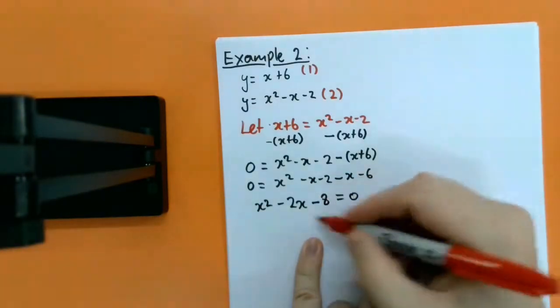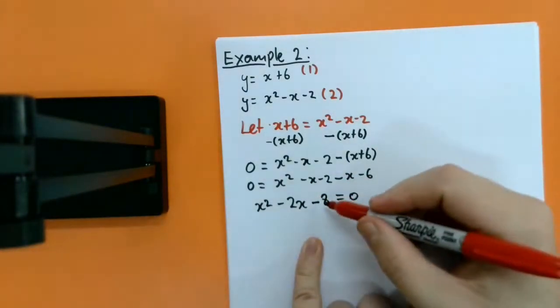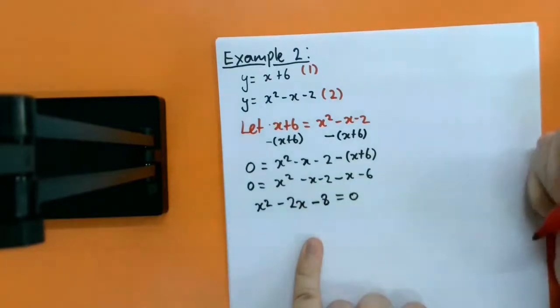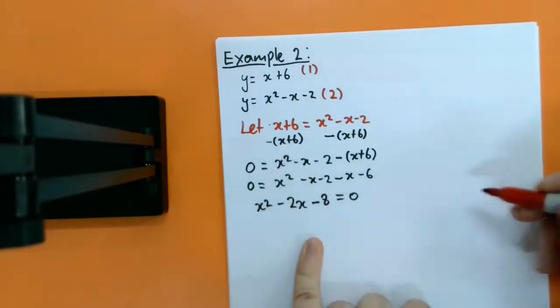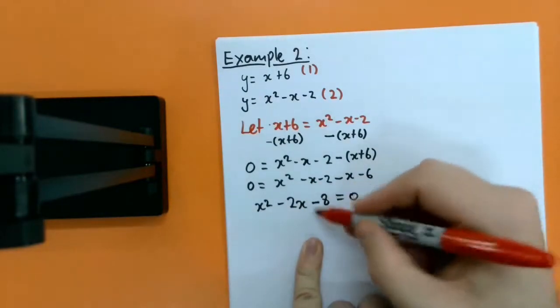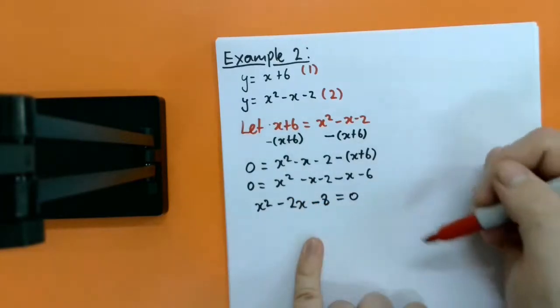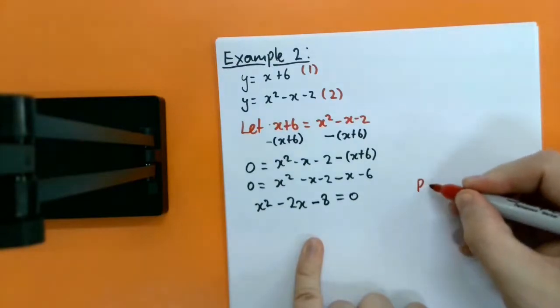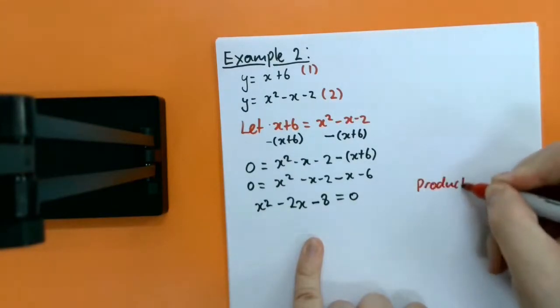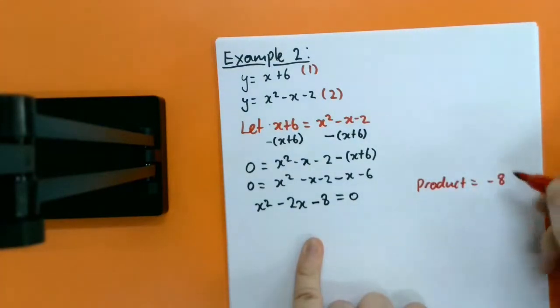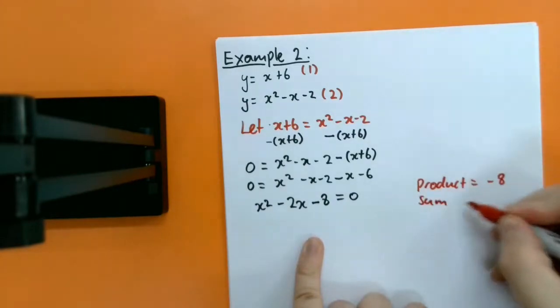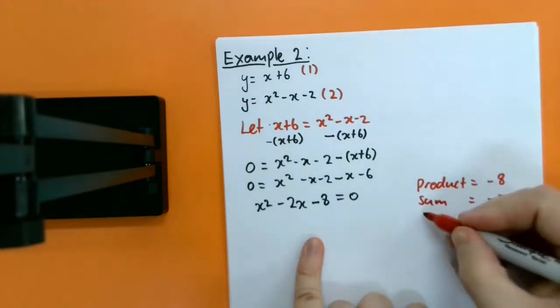So we can use the product, sum and factor method to try and factorize this. With the product, sum and factor method, we are looking for two numbers that multiply to give us negative 8, and two numbers that add to give us minus 2. So our product is equal to minus 8, our sum is equal to minus 2.